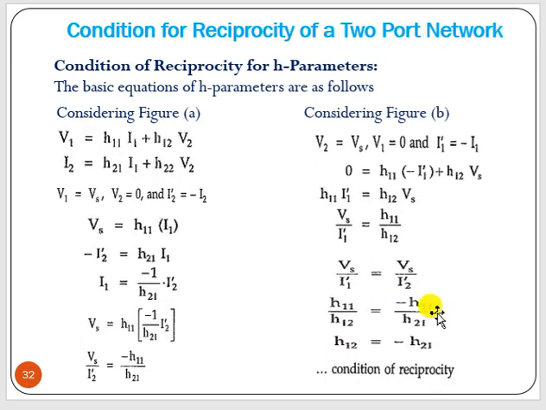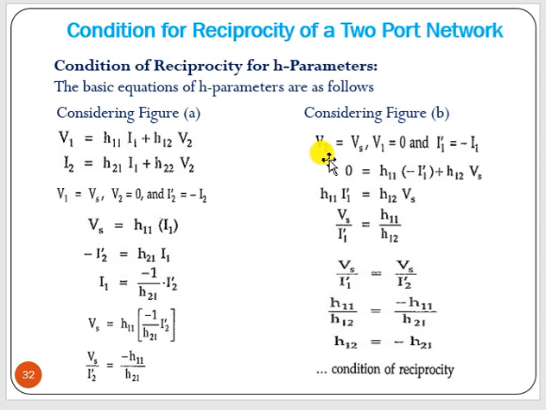Okay. Similarly, for the H parameter also we do the same thing. V1 equal to Vs, V2 equal to shorted, so 0, and I2 dash equal to minus of I2. Now for that, we can put it into the first equation. V1 equal to Vs, V2 is 0, so H11 into I1. Now for the second equation, I2 is nothing but minus I2 dash, H21 into I1, V2 is 0. From here we can find I1 in terms of I2 dash. That I1 we can put in this equation. Then we can find Vs divided by I2 dash. So this is the equation.